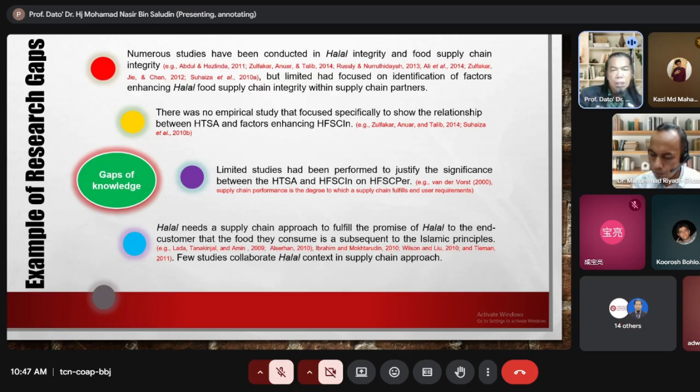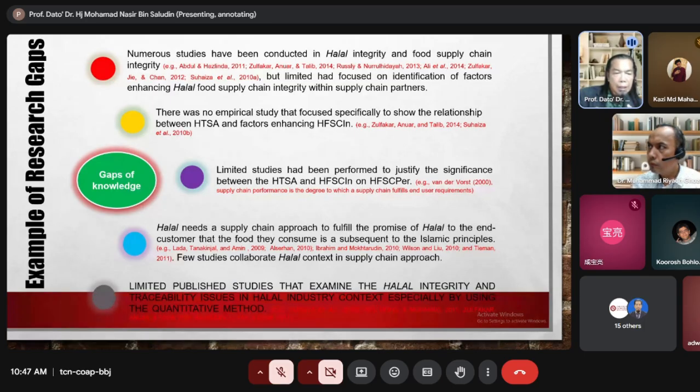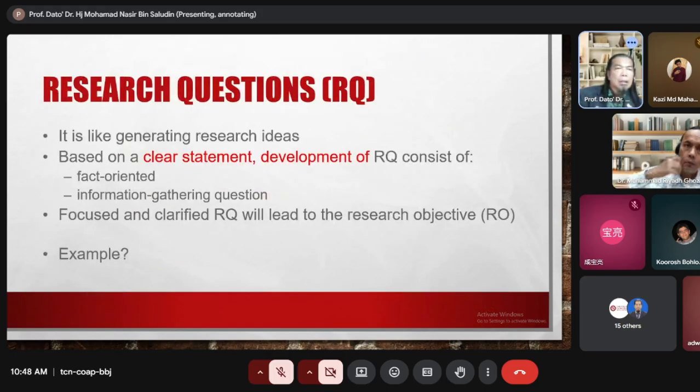Halal needs the supply chain to fulfill the promise to the customer that the food they consume is subsequently in line with Islamic principle. That is halal and haram, very, very important. Few studies combine halal context in a supply chain approach. Then there are limited published studies that examine halal integrity and traceability issues in the halal industry context, especially by using the quantitative method.